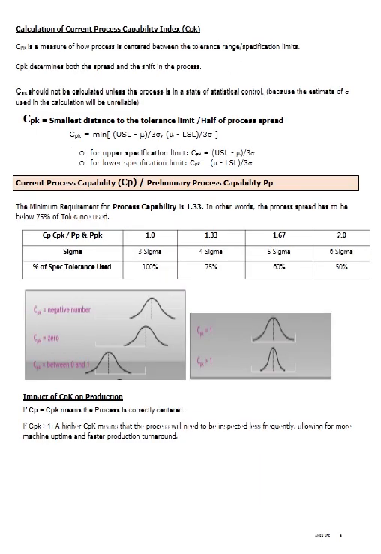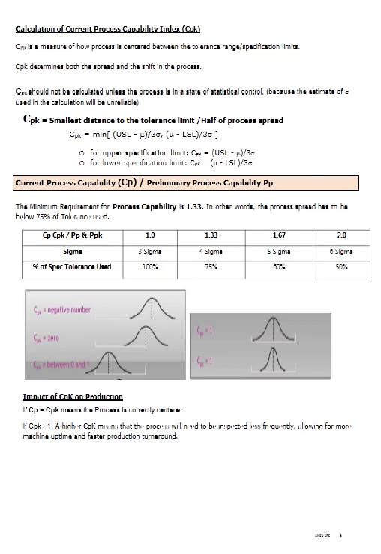Calculation of CPK is a measure of how the process is centered between the tolerance limits. CPK determines both the spread and shift in the process. CPK should not be calculated unless the process is in a state of statistical control, because the estimate of sigma used in the calculation will be unreliable. CPK equals the smallest distance to the tolerance limit divided by half of the process spread.